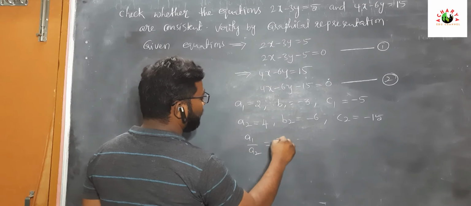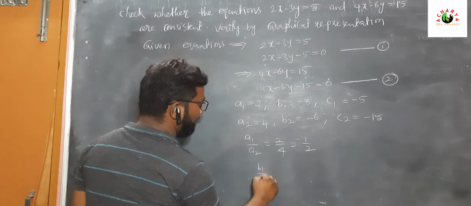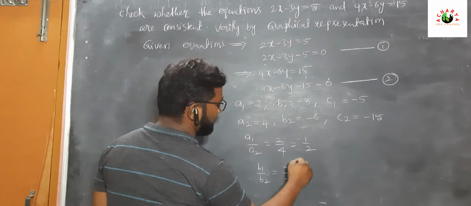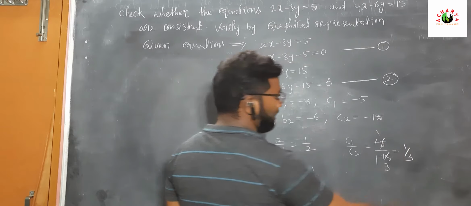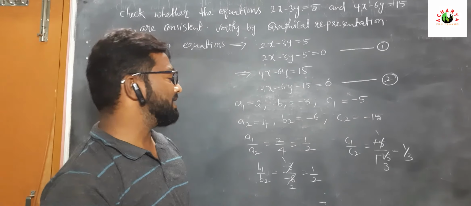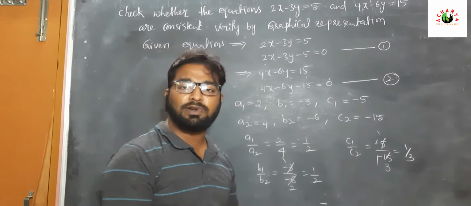Now we are going to check the a1 by a2 value. a1 by a2 is 2 by 4, equal to 1 by 2. Next, b1 by b2 equals minus 3 by minus 6, that is equal to 1 by 2. And c1 by c2 equals minus 5 by minus 15. Minus minus get cancelled, that is equal to 1 by 3. So a1 by a2 is 1 by 2, b1 by b2 is also 1 by 2, and c1 by c2 is 1 by 3.